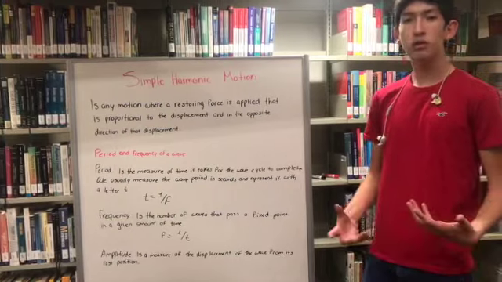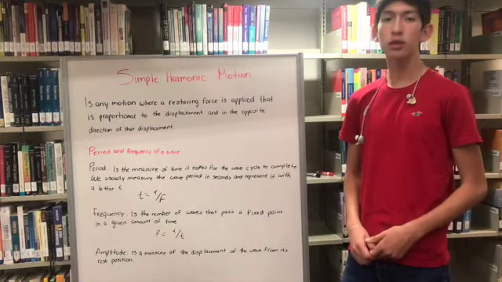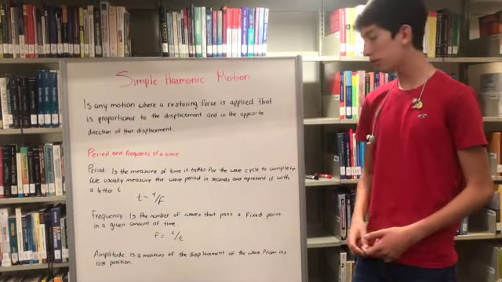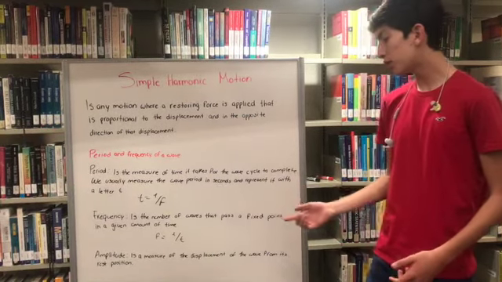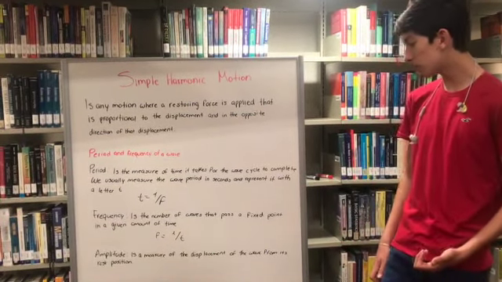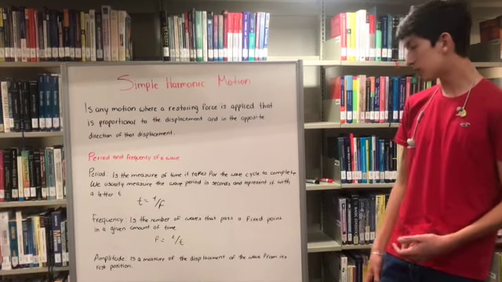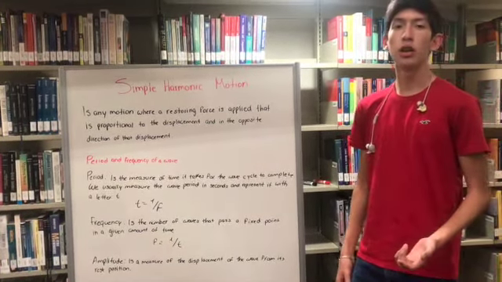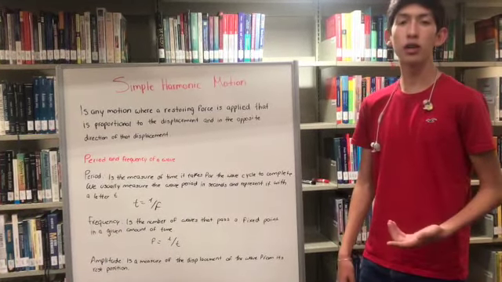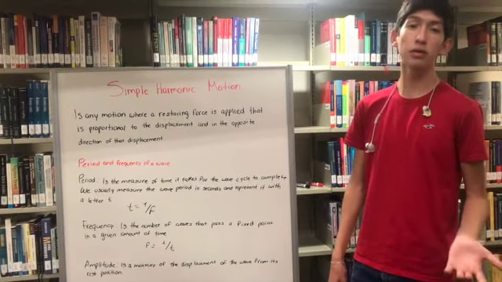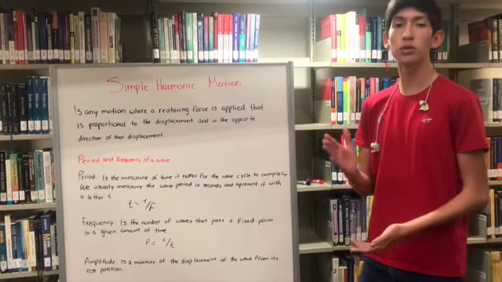The amplitude is one of the most important things in making the wave. It is a measure of the displacement of the wave from its rest position. It will continue all the time until you stop it or you decide when to cut it down.